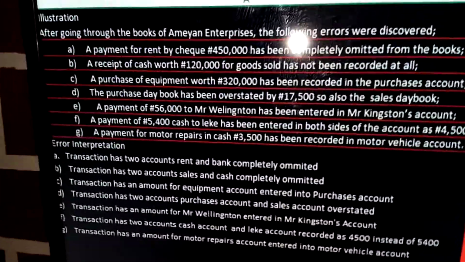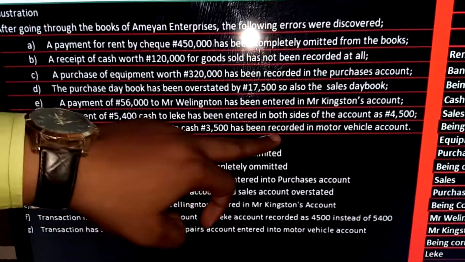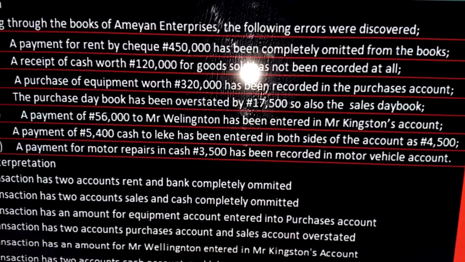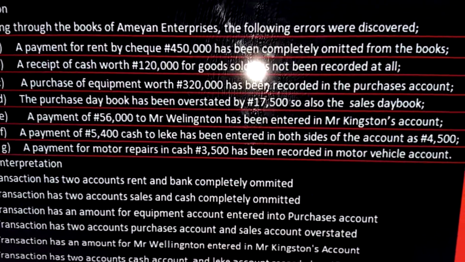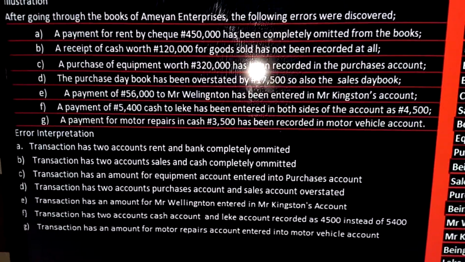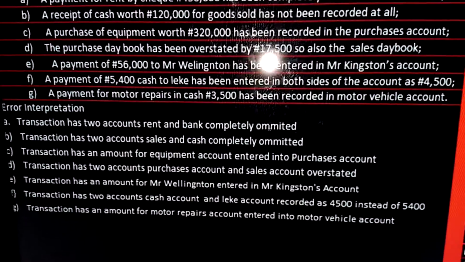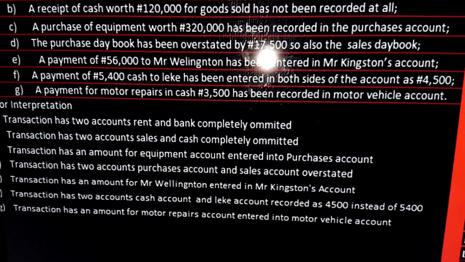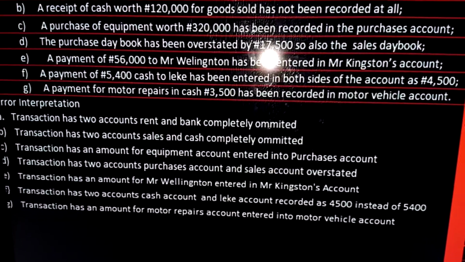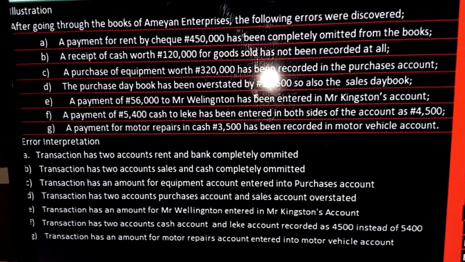The last one says a payment for motor repairs in cash, 3,005, has been recorded in motor vehicle account. Can you see that? The money was paid for motor repairs but was entered in motor vehicle account. You know that's an error of principle, or error of rules or error of standards. Motor vehicle is not the same thing as motor repairs. Motor repairs is an expense. Motor vehicle is an asset. So the payment was for motor repairs, but it was entered in motor vehicle account.